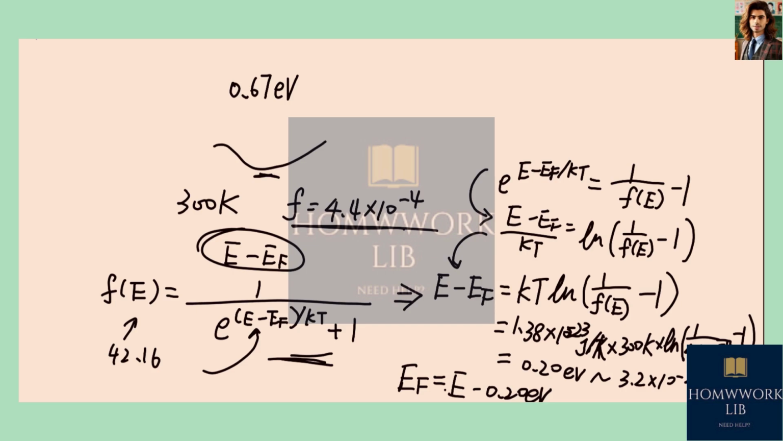So the energy gap between the Fermi level and the bottom of the conduction band is pretty large compared to kT at T equals 300 Kelvin. And this is because the probability Fe is very small in this case.